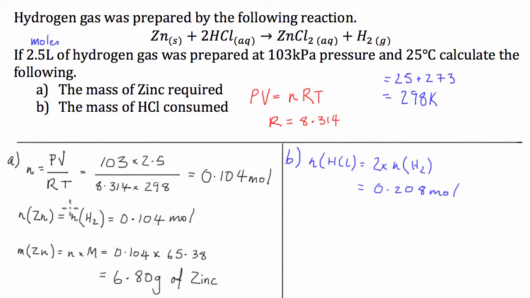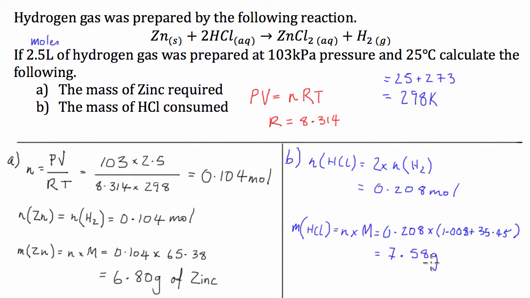Cool. So, like the final part of part A, the mass of hydrochloric acid consumed is going to equal the number of moles times the molar mass, which is equal to 0.208 multiplied by the molar mass of hydrochloric acid, which is the molar mass of hydrogen plus the molar mass of chlorine. And that comes out at 7.58 grams.